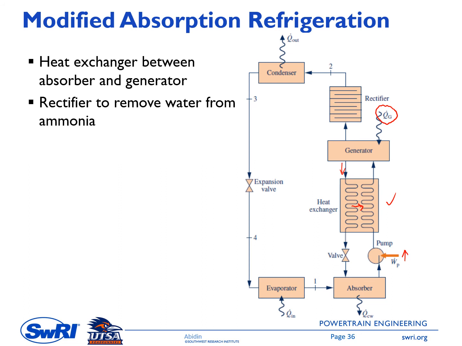Okay, and then we also frequently find an additional component here, which is called a rectifier. The purpose of this rectifier is to trap any water that goes to this line, and then the water will be directed back to the absorber. In this case, we will have a higher concentration of ammonia when it enters the condenser.